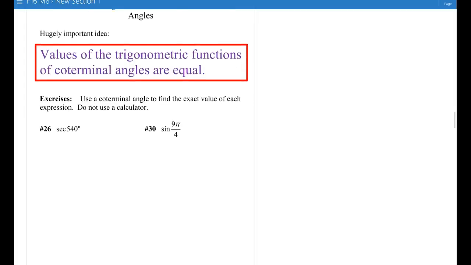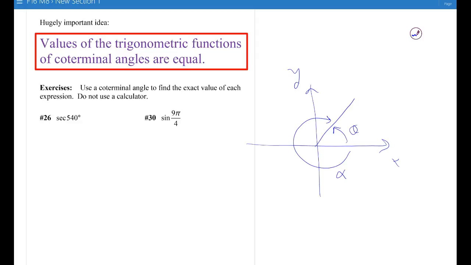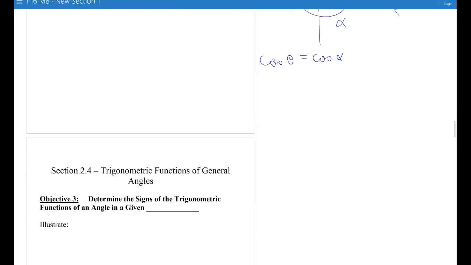So here's a hugely important idea. Values of the trigonometric functions of coterminal angles are equal. So let me say that again because it's so important. Values of the trig functions of coterminal angles are equal. So when we had that picture where we had a theta and an alpha, all the trig function values of theta will equal the trig function values for alpha. So for instance, the cosine of theta will equal the cosine of alpha because they're coterminal angles. So we'll work on these exercises together.